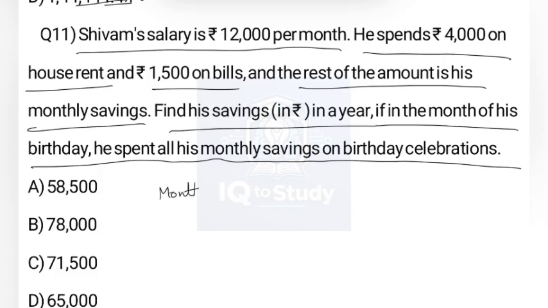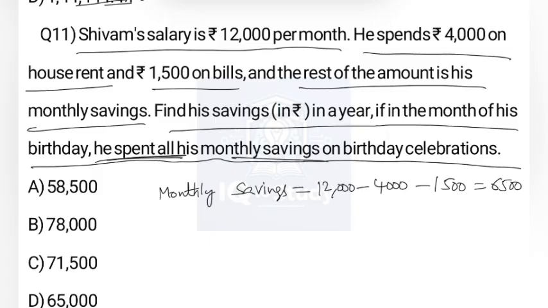So monthly savings is equal to 12,000 minus 4,000 minus 1,500, which is equal to 6,500. And now 1 month is excluded because he spent it on birthday celebrations. So we are taking only 11 months. So yearly savings is equal to 6,500 into 11, that is equal to 71,500.